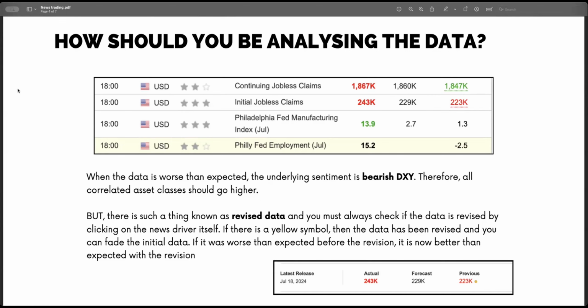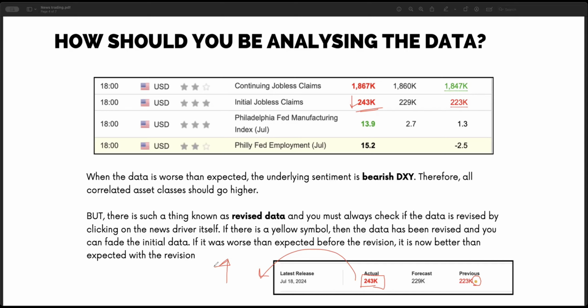Look at this. What's this 243K? That's initial jobless claims, right? It came as worse than expected. But look at this yellow symbol here. That means it's revised. So this worse than expected has been changed to better than expected, making the dollar bullish. Okay, and in a bit, when I show you the effects that this had on price action, you will literally feel the light bulbs blinking on and off in your brain. Okay, so that is that.